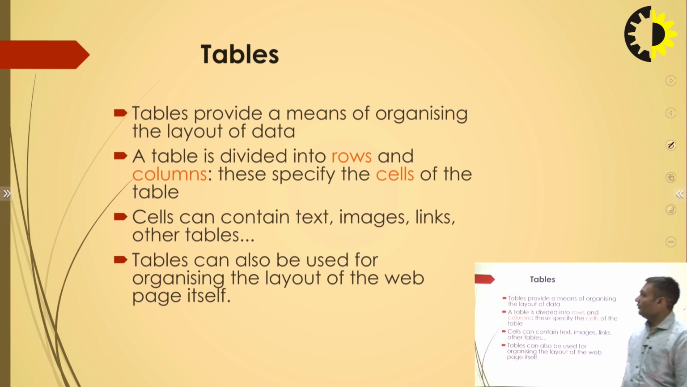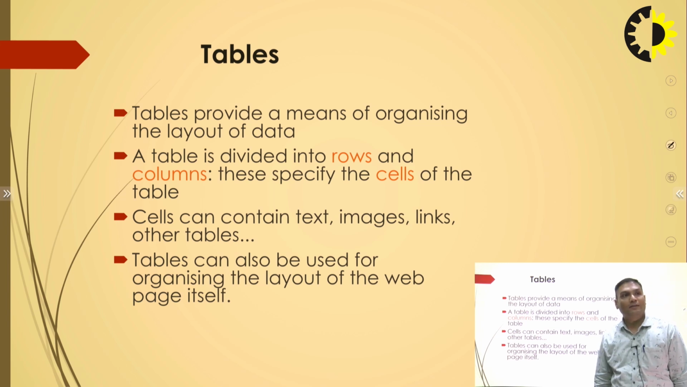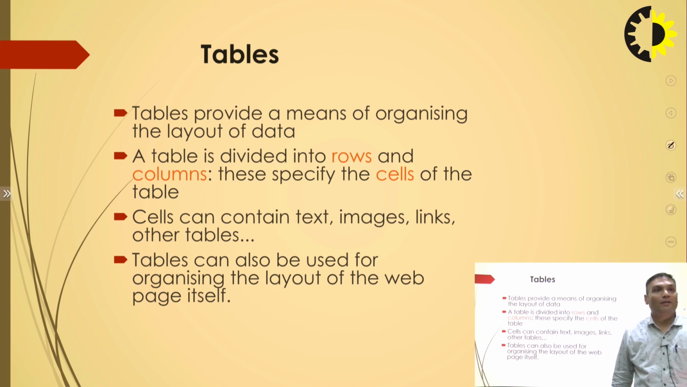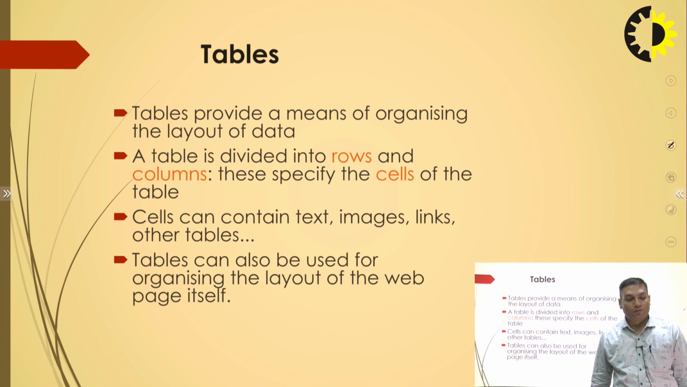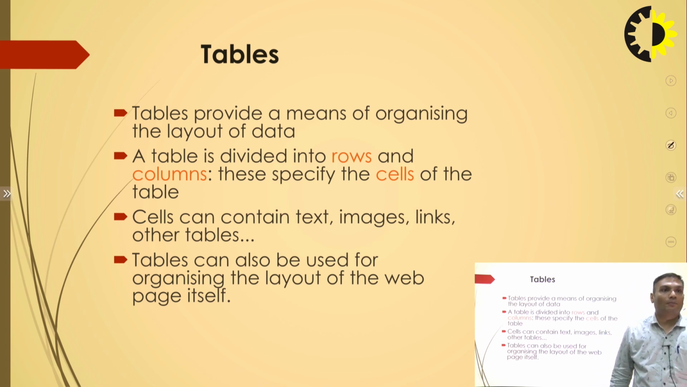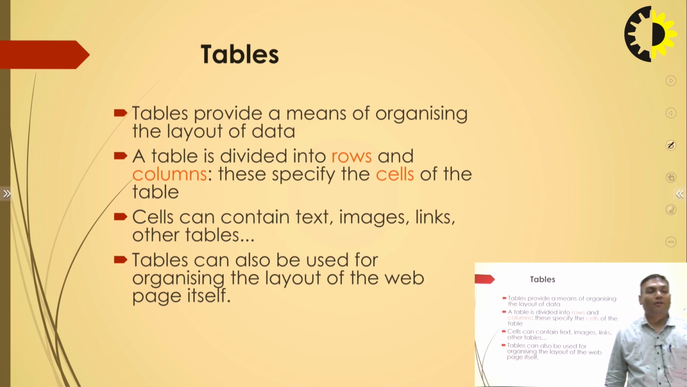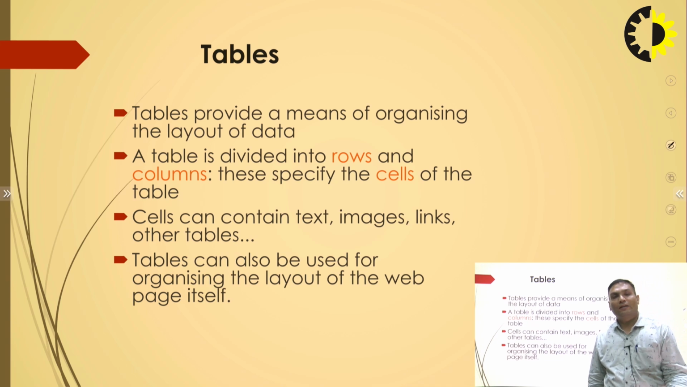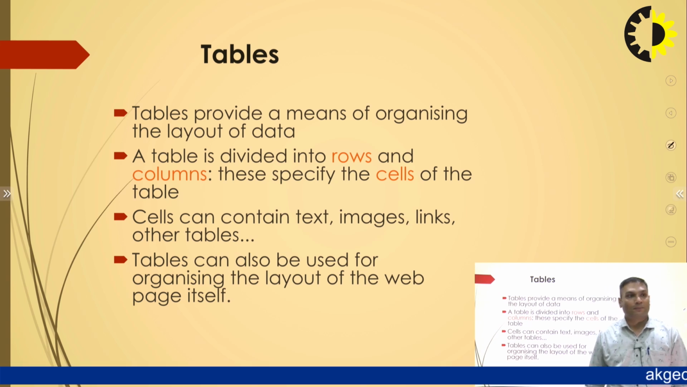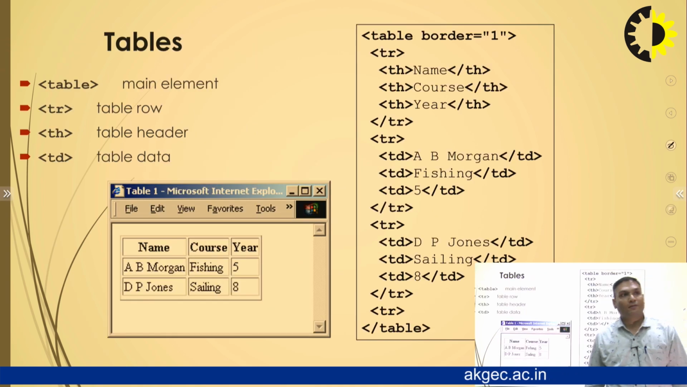Now another tag of HTML is table. Table provides a means of organizing the layout of data, and a table is divided into two parts. One is rows and another one is columns. And the combination where rows and columns meet is called a cell. A cell can contain text, images, links, or even another table as well. So a table can be used to organize the layout of a web page itself.